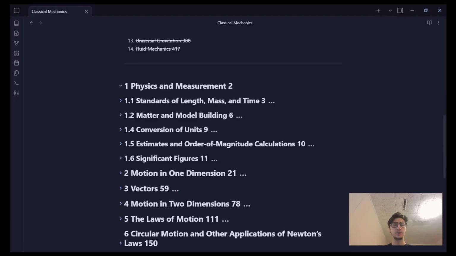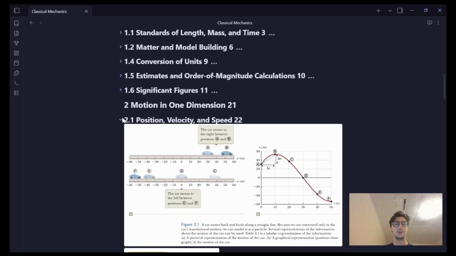You can see the sections of the first chapter. 1.1 standards of length, mass, and time, matter, and model building. 1.4 conversion of units. 1.5 estimates and order of magnitude calculations, significant figures. And then we have chapter 2, motion in 1 dimension.